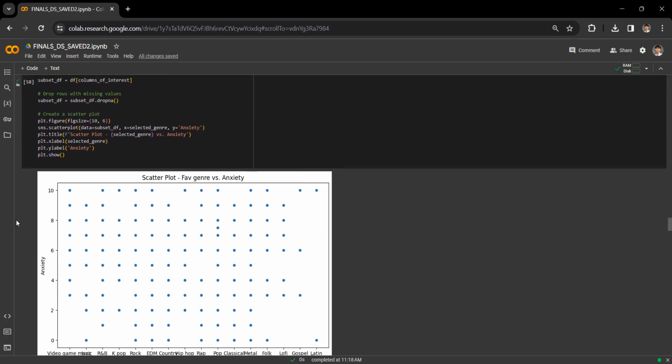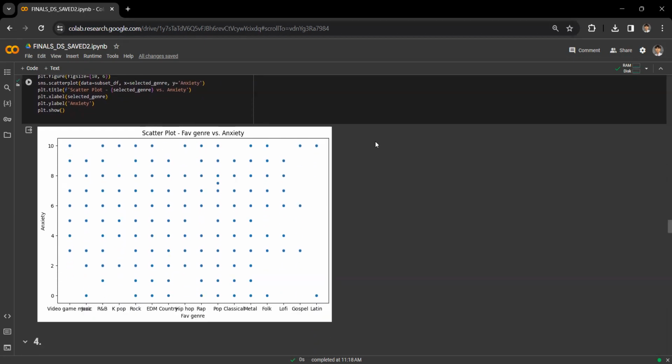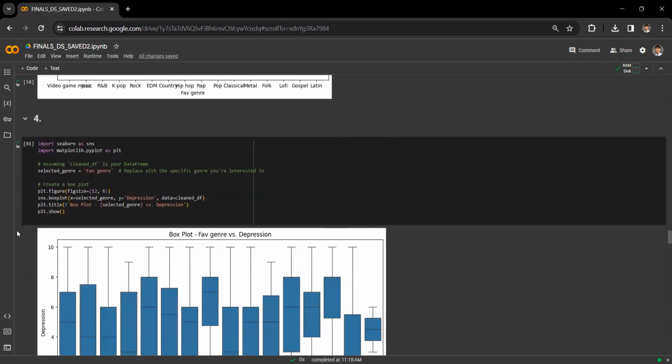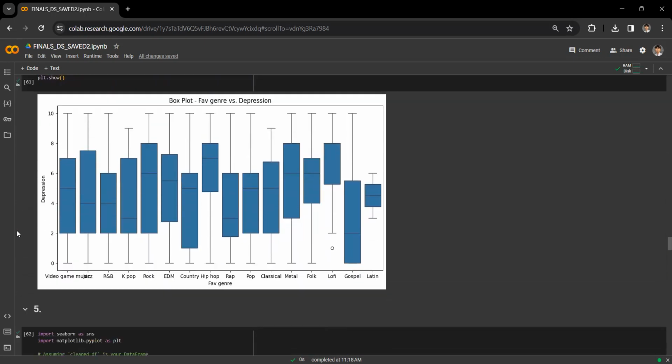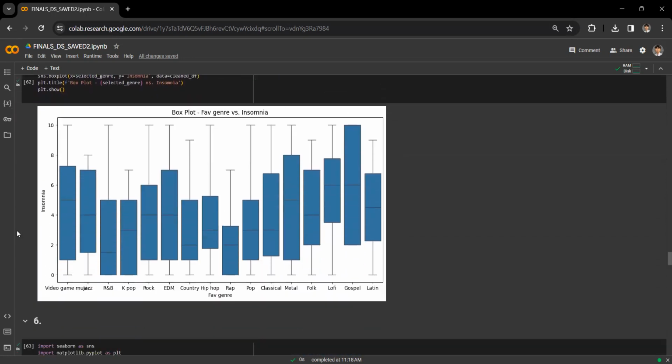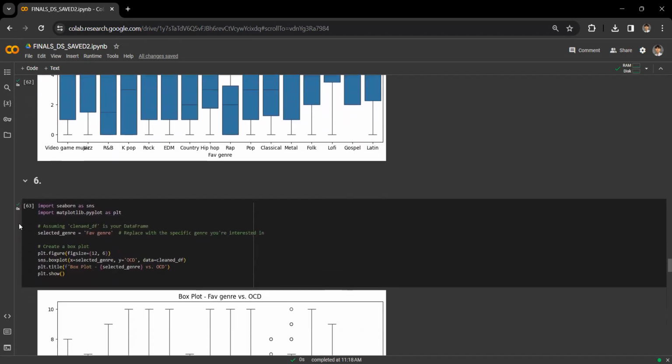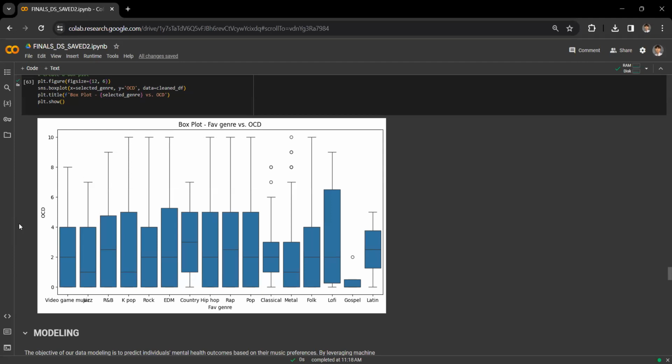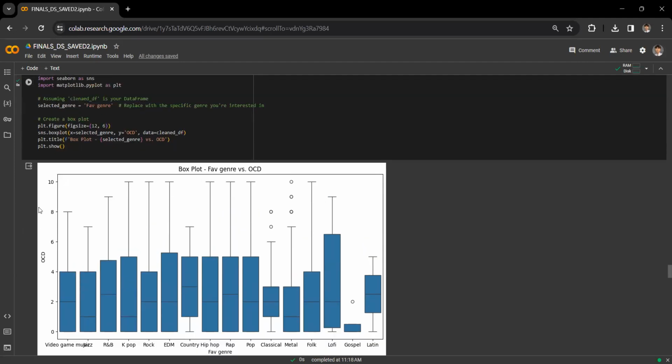And 3, we have here the favorite genre versus anxiety. And then 4, we also have the favorite genre versus depression. And lastly, we have favorite genre versus insomnia. And the very last, we have favorite genre versus OCD.